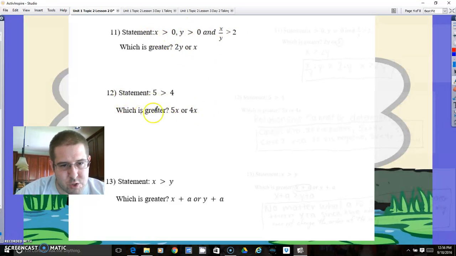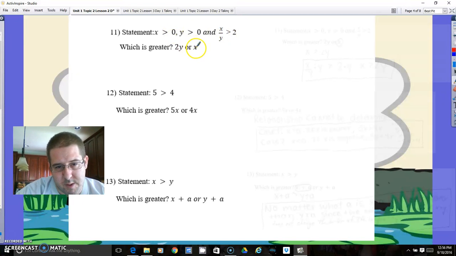Some of these do get even trickier. So it says x is greater than 0. That just means x must be positive. y must also be positive. And x divided by y is also greater than 2. So that means x must be more than twice as big as y. Otherwise, if you divided it, you wouldn't get something greater than 2. So they're telling you here that x must be more than twice as big as y.